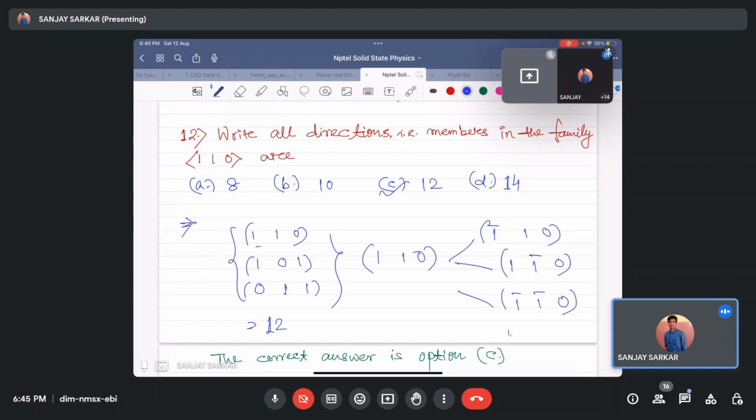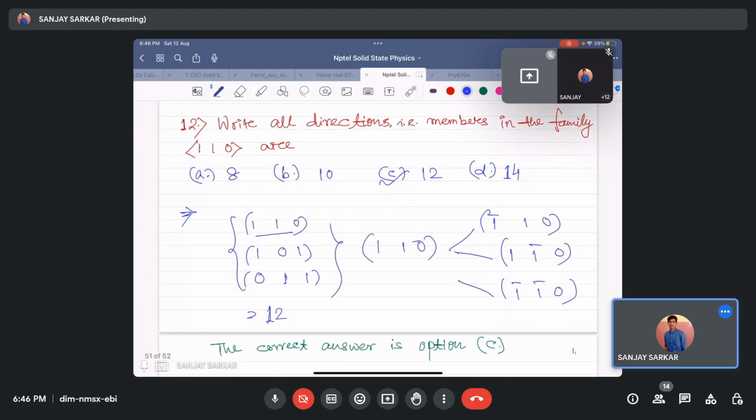Now I am considering this first one, which is 110. If you take bar of each of these, first you have 1 bar 1 0. I took bar for the first number, then I took bar for the second number, and taking bar on 0 is the same. 0 and 0 bar is the same, so it doesn't make sense to take bar on 0. So it is 1 bar 1 0, 1 1 bar 0, and you can take bar for both, 1 bar 1 bar 0. So ultimately you have 4 combinations from the first one. Similarly, for the second combination you have 4, and for the third one also 4. So in total you have 12 combinations. So there are 12 members in the family 110. Is it clear?